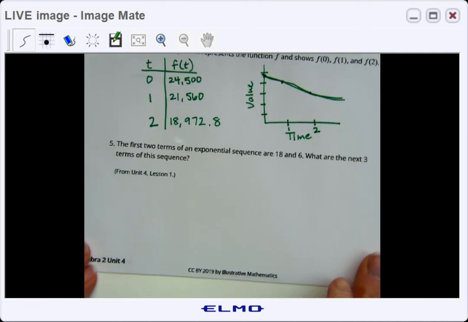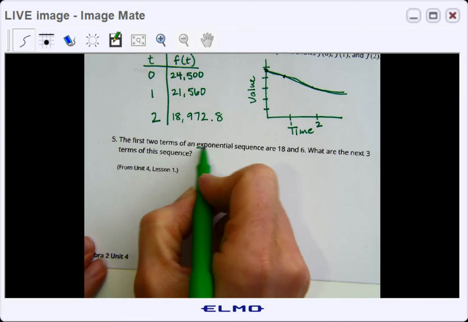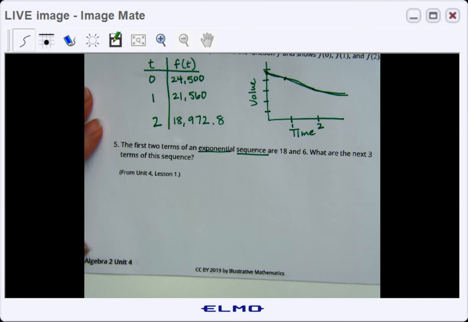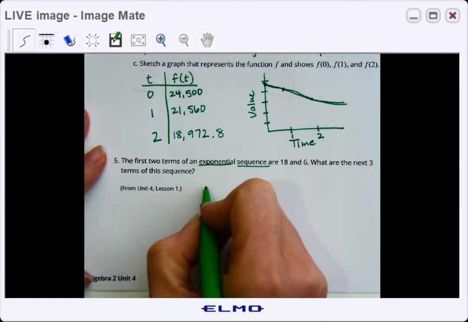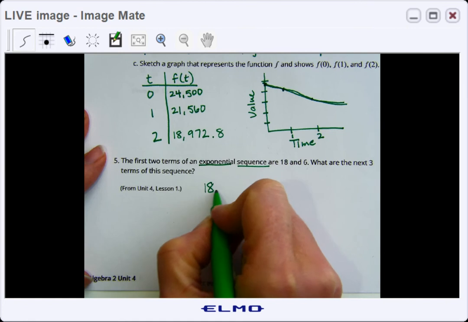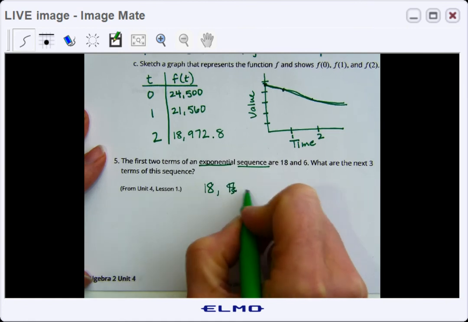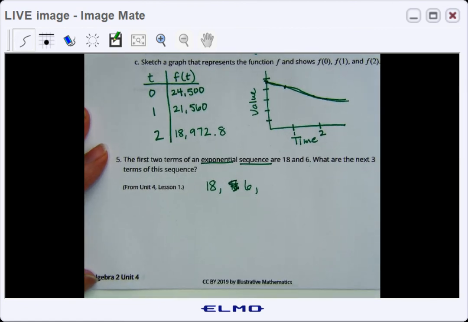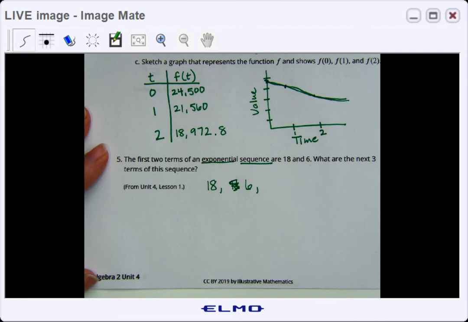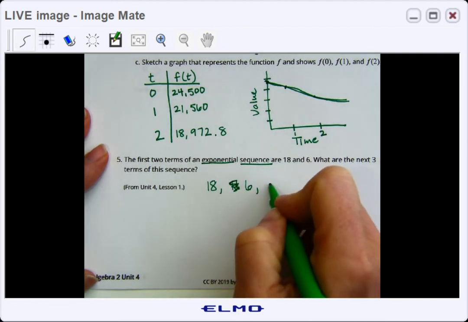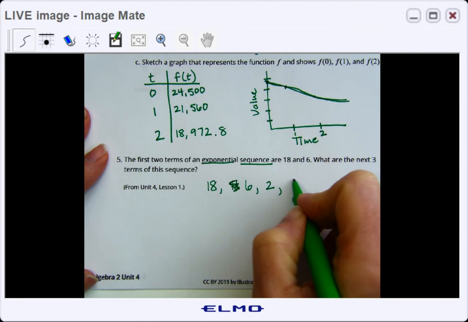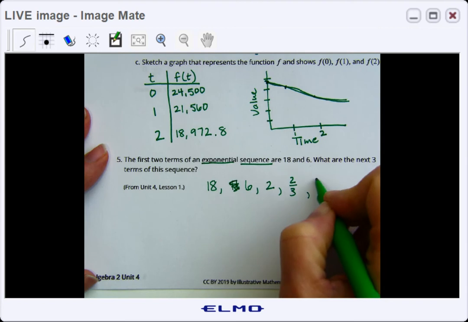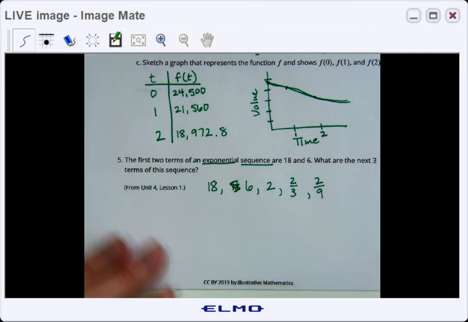Number 5, the first two terms of an exponential sequence are 18 and 6. What are the next 3 terms of the sequence? All right, so to get from 18 to 6, you divide by 3 or multiply by 1/3. And so this next one would be 2, and then 2/3, and then 2/9.